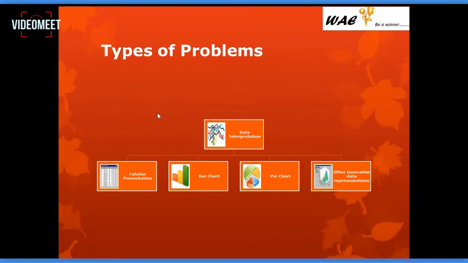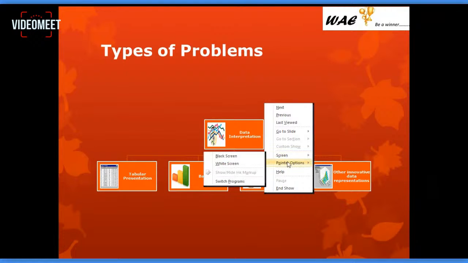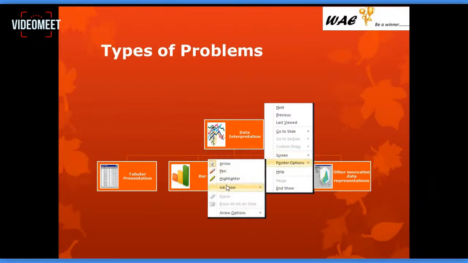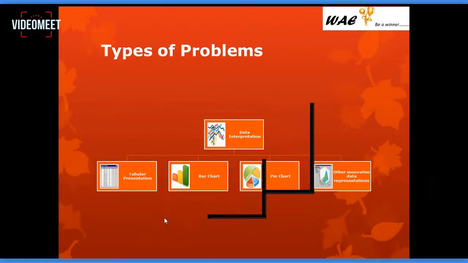Now, in data interpretation, there are four major types of problems that are normally asked. I would deal with them one by one. First is the tabular presentation. Then bar charts, your favorite. Then pie charts, the circular pie. And last but not least, innovative charts, something like spider charts, or some conical charts. So these are the types of charts that are always asked in exams.